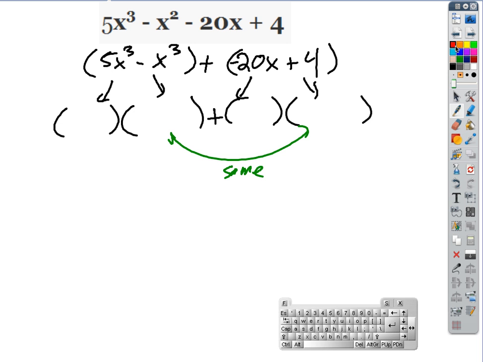Oops, that's supposed to be a squared, yeah, sorry. Okay, now what's the greatest common factor from that first group? x squared, good. Okay, if I undistribute or factor out an x squared, what am I left with? x squared times what would give me 5x cubed? 5x. And then how about here? Minus what times x squared is x squared? x squared times what is x squared? Itself?